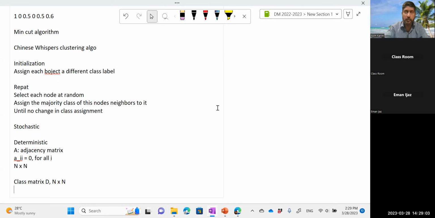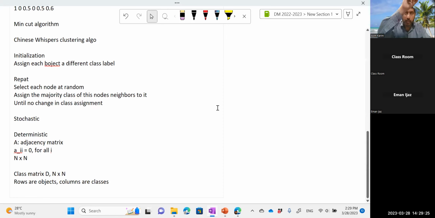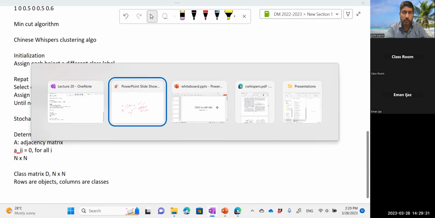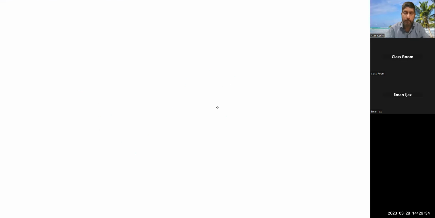So initially there are n classes. Basically, rows are objects and columns are classes or cluster labels. So there are potentially n classes and, of course, n objects. Initially you set all the diagonal entries to 1, meaning that every object is in its own class. So the diagonal of this matrix has only ones in the beginning.